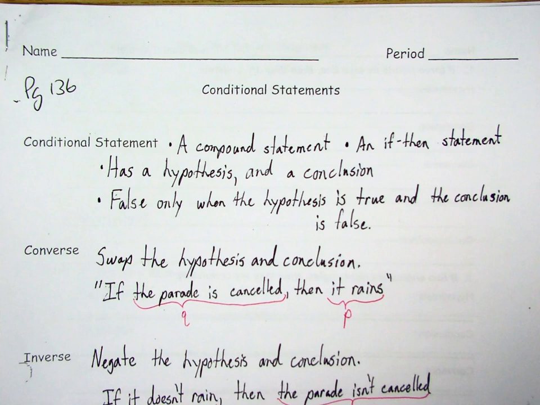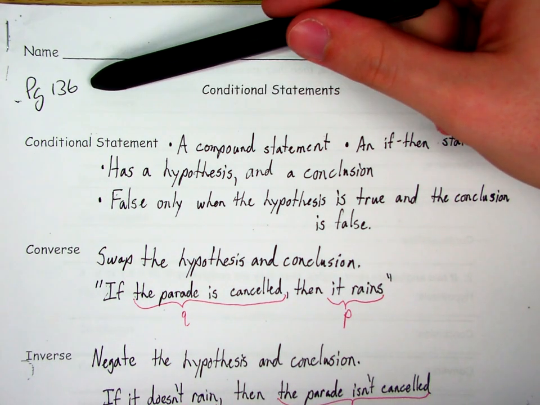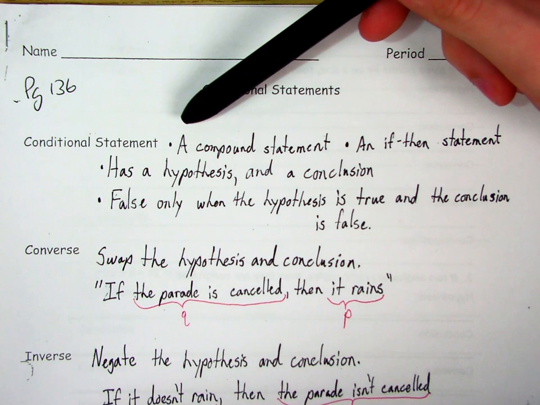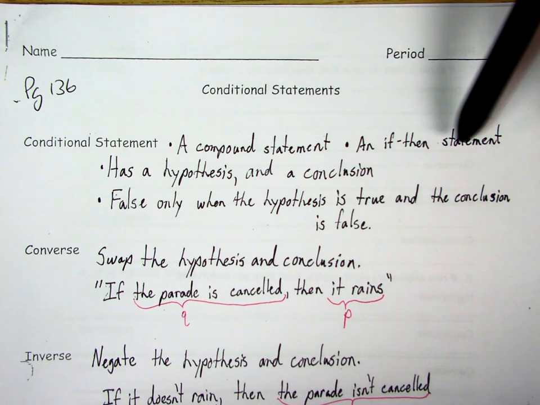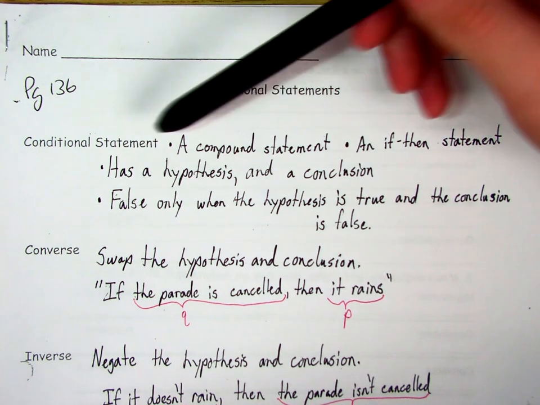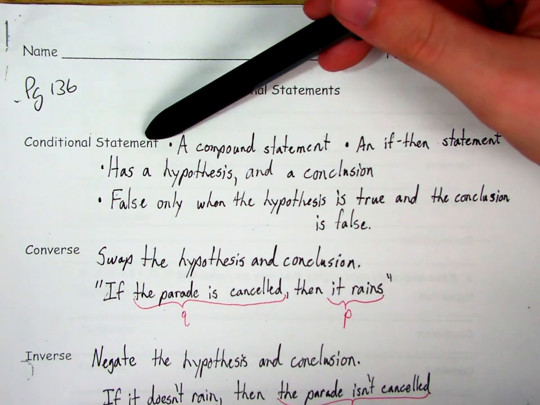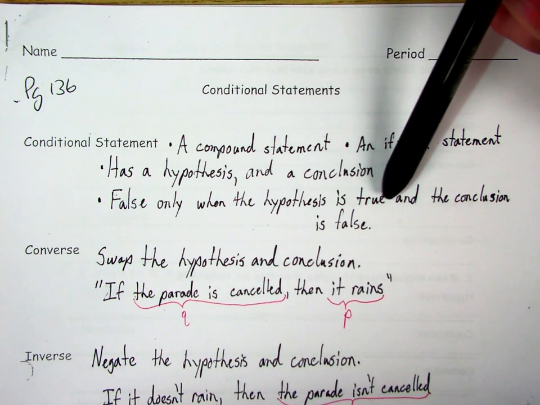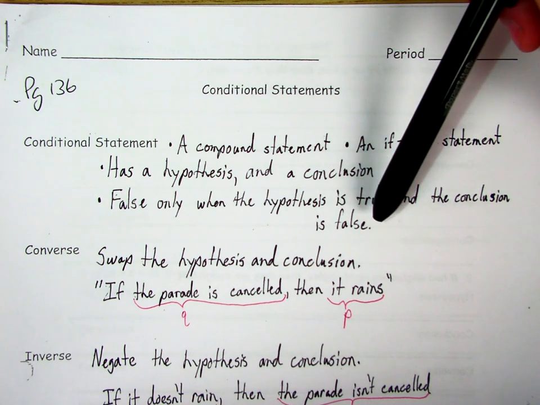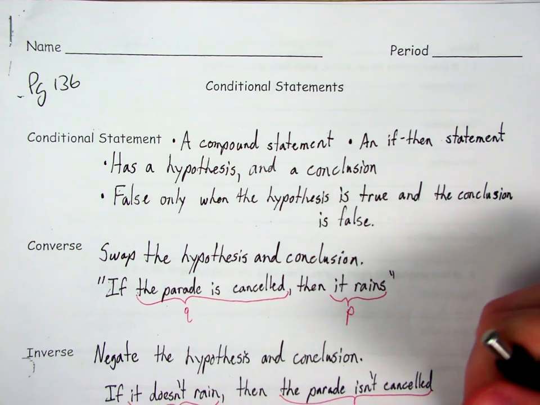Alright, this is a recap going over the notes for conditional statements. To start off, we were looking in our book on page 136. We found that a conditional statement is a compound statement, frequently an if-then statement, which has a hypothesis and a conclusion. Our conditional statements are false only when the hypothesis is true and the conclusion is false. We saw that sort of thing with our counterexamples.